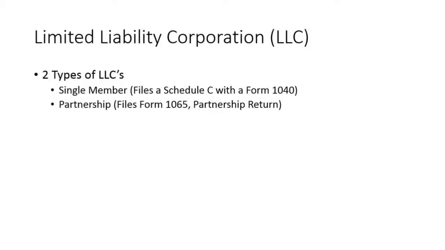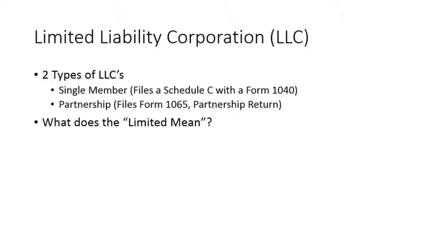Very, very important. Next, the second type of LLC is a partnership, which also does file a 1065. So again, you're giving more credibility, you have a corporate veil of protection, and you're still filing the same types of tax returns. So what does the word limited mean? Well, the limited means that you have some protection over your company as long as you keep your information from personal and business completely separate.